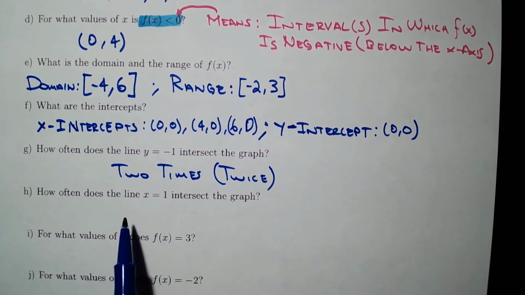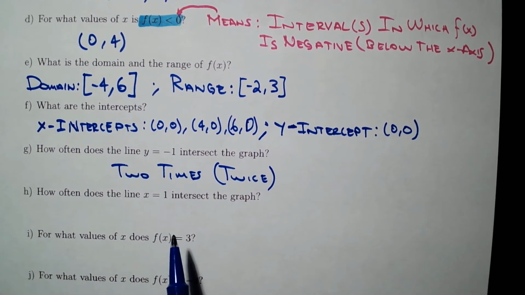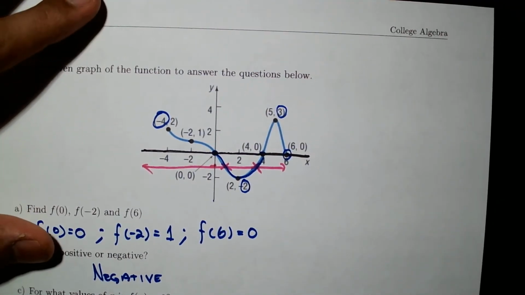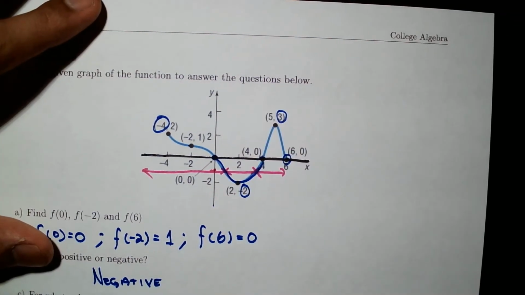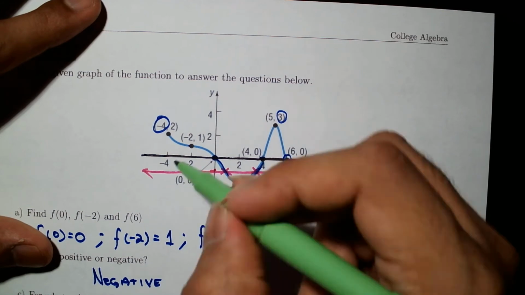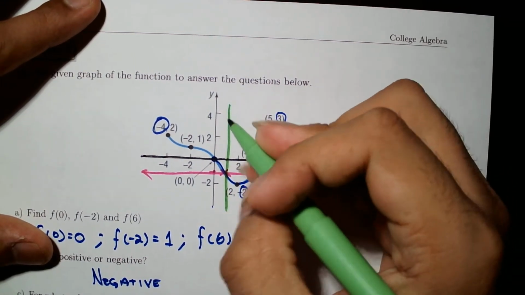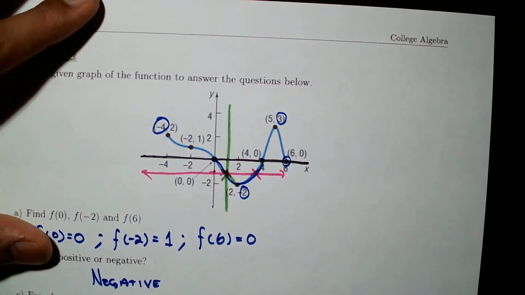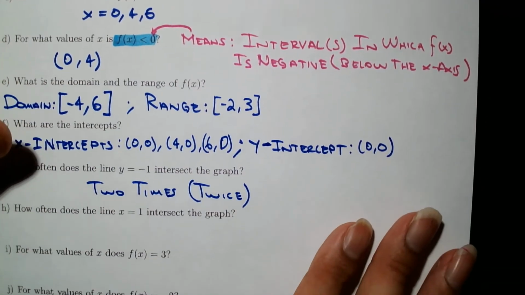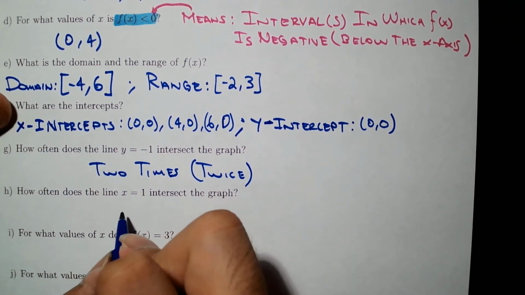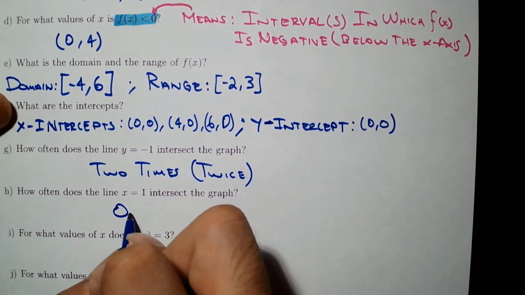How often does the line x equals 1 intersect the graph? Okay, vertical line x equals 1, and in this case it crosses only once.